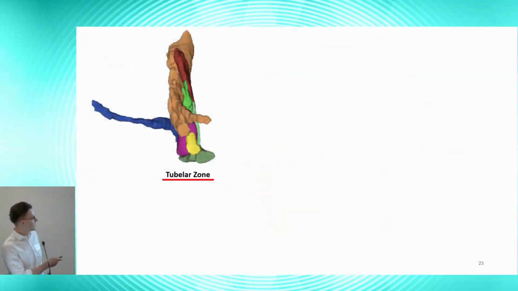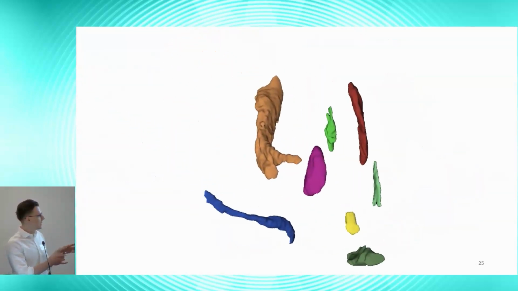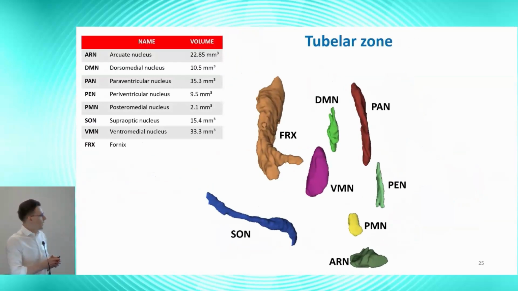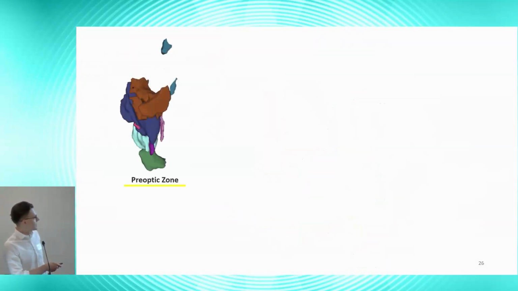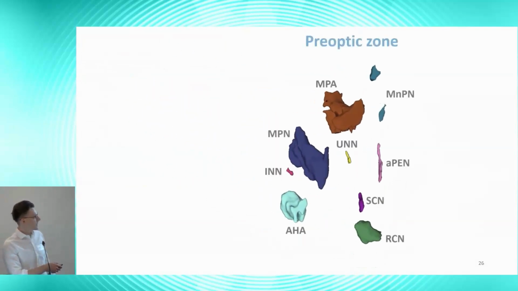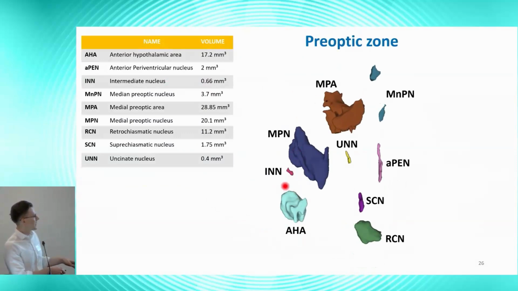If we go further to the tubular zone in the middle, this zone is particularly involved in the production of hormones, namely the paraventricular nucleus and supraoptic nucleus produce oxytocin and antidiuretic hormone in our body, while the arcuate nucleus mainly produces the releasing factors which control the production of hormones from the pituitary gland. The most anterior is the preoptic zone. Here I think it is most densely occupied by the smallest nuclei, which are the intermediate nucleus and the uncinate nucleus, which are just about half a cubic millimeter.